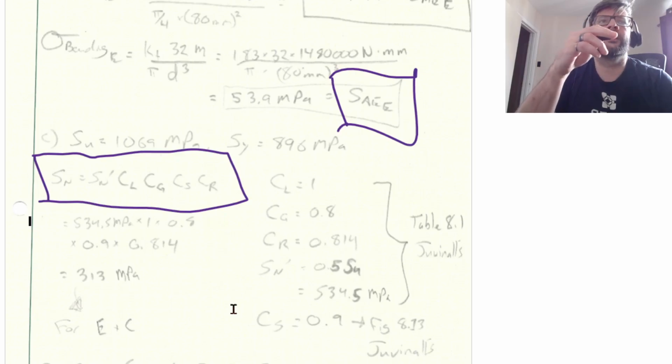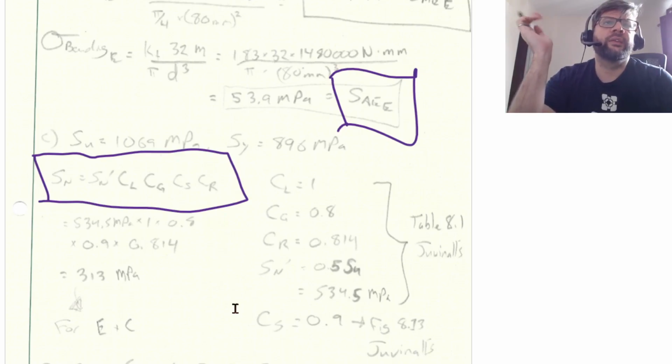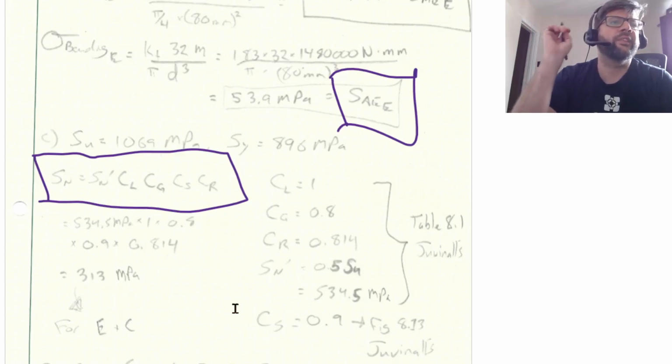Got our CR. So they were asking for a 99% reliability, so only 1% of the parts are expected to fail below the value specified. So that's 0.814. Our SN here, it's steel, so our SN prime is going to be half of our SU. So that'll be, again, 1069 megapascals divided by 2, which gives us 534.5 megapascals.